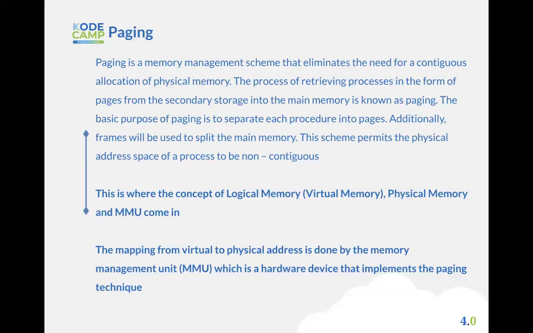Paging is the process of retrieving processes in the form of pages from secondary storage into the main memory. The basic purpose is to separate each procedure into different pages. Additionally, frames will be used to split the main memory. Remember I spoke about the MMU. The MMU implements paging. Instead of having contiguous memory, the logical address can be separated and then transformed into the physical address of the memory.